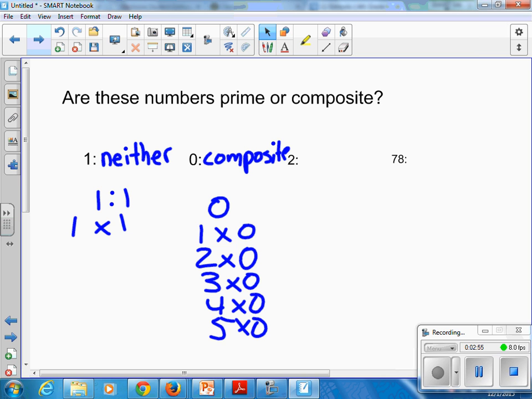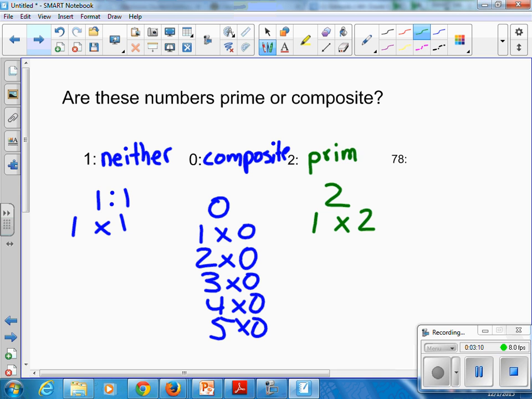Okay, now this one is very special. Number 2, is it prime or composite? Let's see. Let me list the factors. 1 times 2 is 2, and 2 is right here. How many factors? 2. So 2 is a prime number. Now, why is it special? Because number 2 is the only even number that is prime.